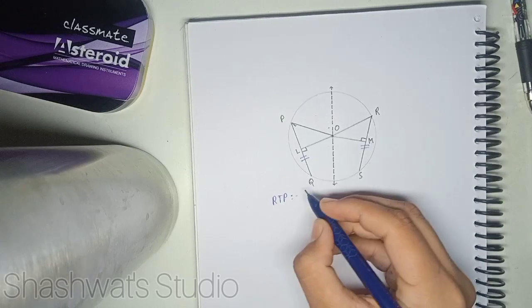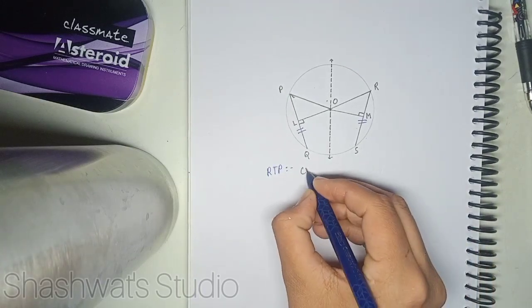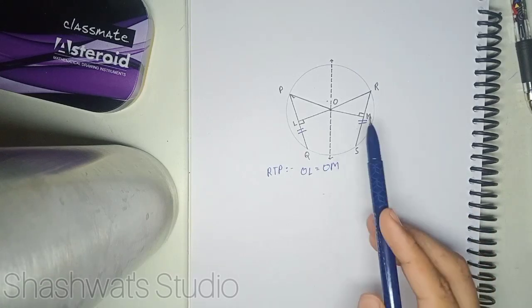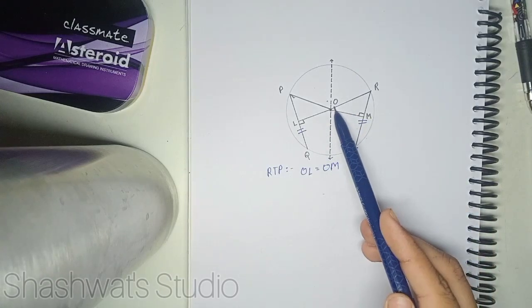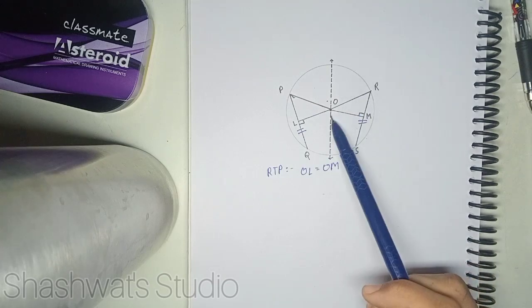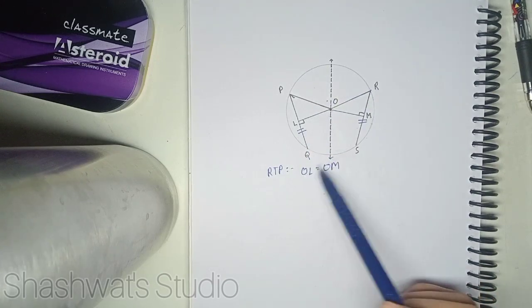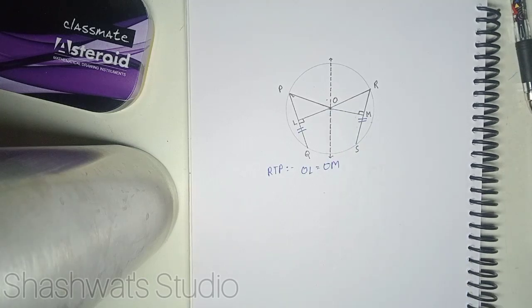RTP: OL is equal to OM, as it is saying to prove it equidistant, and the distance between PQ and the center is OL, and between RS and the center is OM. So we have to prove them equal, OL is equal to OM. So now how to prove it?